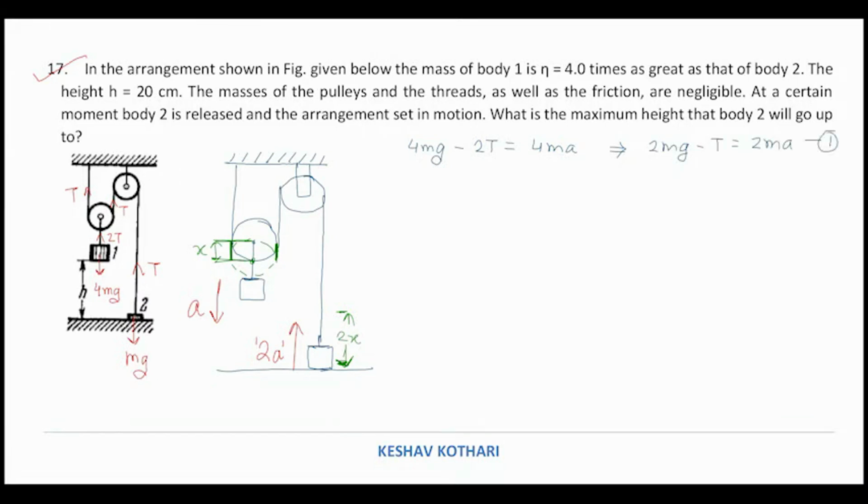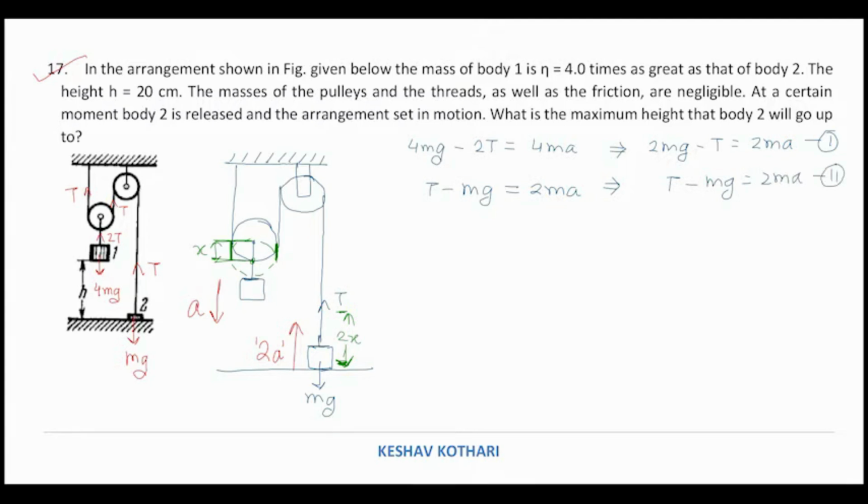The second equation is T minus mg is equal to 2ma. This is for mass 2, where a force mg is acting in the downward direction and a tension force T is in the upward direction. So T minus mg is equal to 2ma. This becomes our second equation for this particular problem.